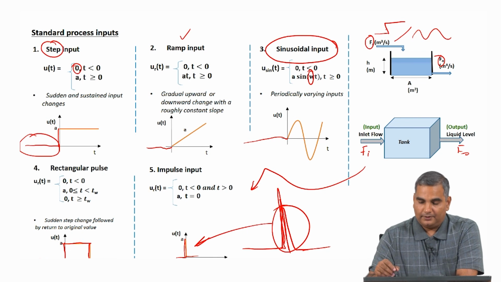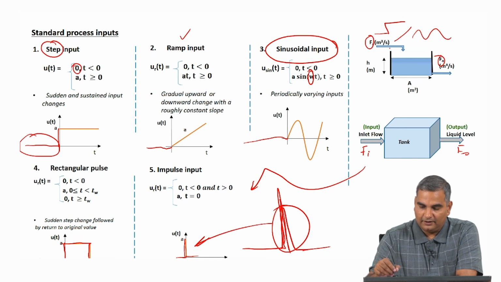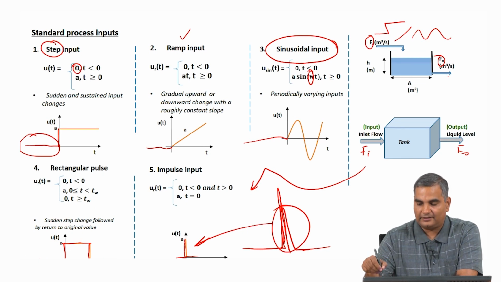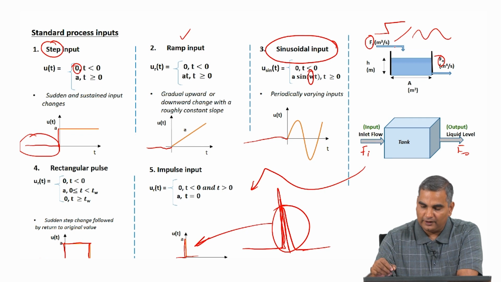When I step up this Fi, that means the input flow rate has increased, whereas I have not done anything to F naught. So, the output flow rate is still at F naught. Then what will happen is, because the input flow rate has increased without the output flow rate changing, the height of the tank level will keep increasing. The minute this height increases, the output flow rate will also start increasing. So, after a while you will get to a steady state. So, that is what is physically going to happen.